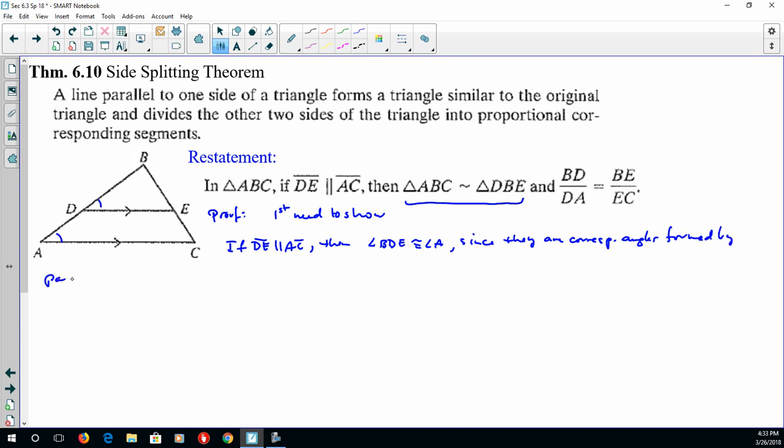Okay, now, what do I know? We know that triangle B, angle B, well, excuse me, what else do I know? I've got this angle up here. Angle right here, DBE is congruent to angle ABC. Why? Well, they're the same angle. They're just two different names for the same angle.